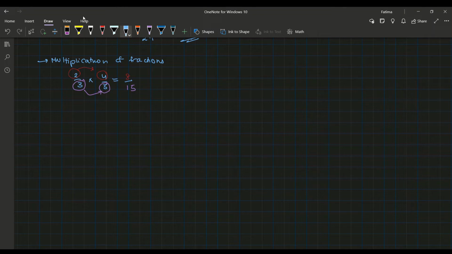So let's say we were given negative 2 by 10 into 15 by 5. So negative 2 into 15 is negative 30, and then 10 into 5 is 50, and this can further be simplified to negative 3 by 5.